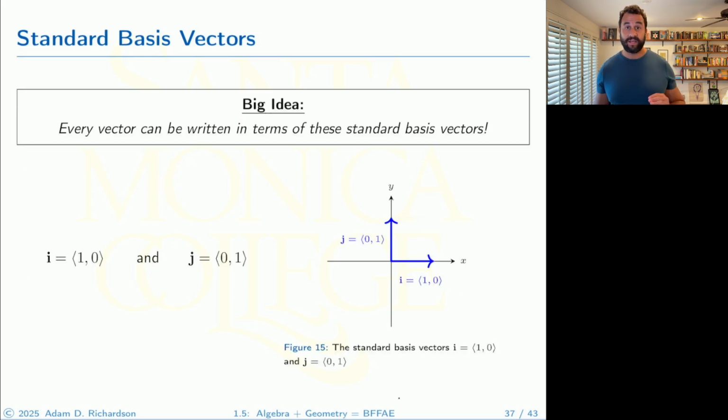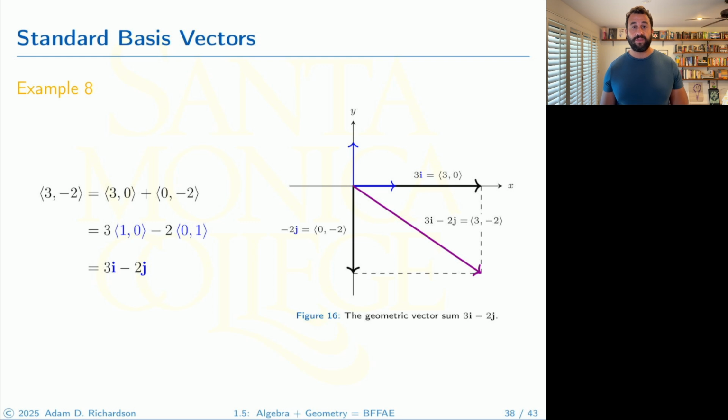Now here's the big idea. This is the takeaway, okay? Every single vector in 2 dimensions can be written in terms of i and j. It can be written in terms of those two standard basis vectors. That's why we call them basis vectors, because they form the base of every other vector that you see on the plane. All right, so that's the big takeaway, and I'm going to show you how right now. So think about this for a second.